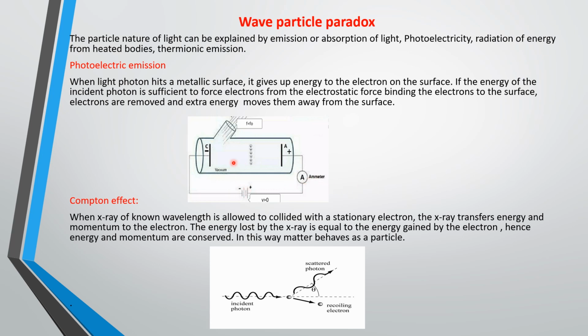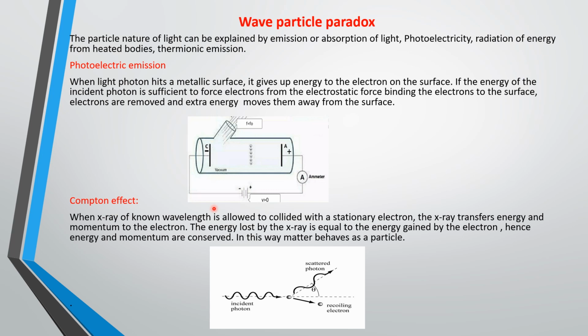So you see that the electrons that move out of this metallic surface move out as if they are particles. So this is one particle nature of light.